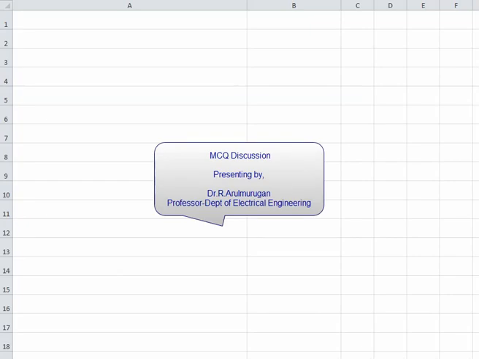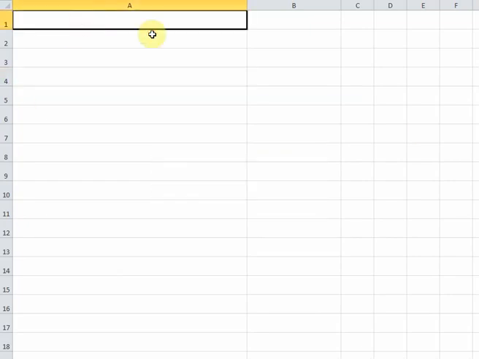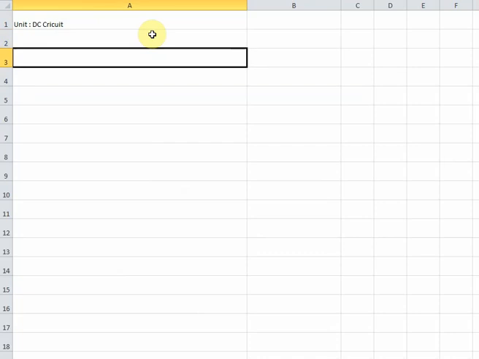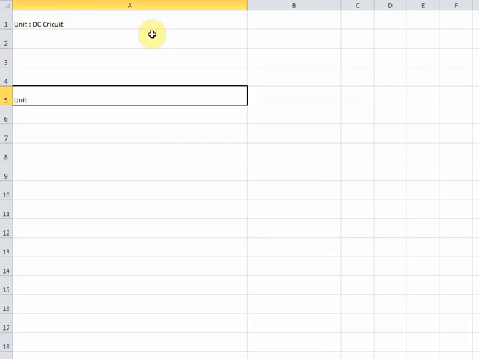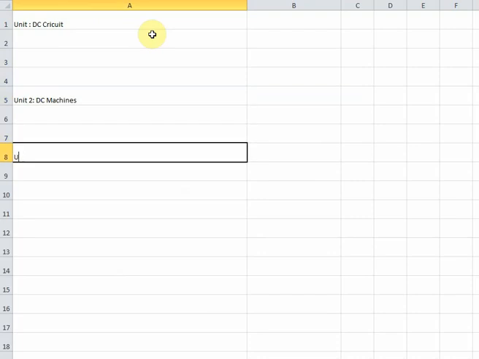Okay, so we're going to start. So already I started about 3 units. Unit number 1 is DC circuits. Unit number 2 is DC machines. Then unit number 3 is your AC machines, and it also includes the transformer, transformer and AC machines.